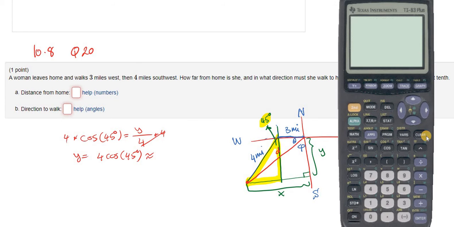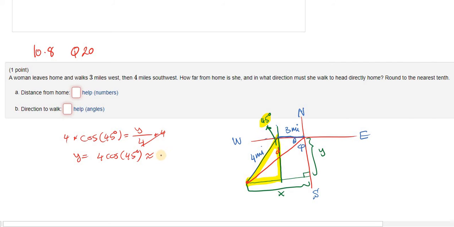It's in degree mode. And then 4 cosine 45 degrees is equal to 2.82 or 83. If I want the exact one, I know this is equal to 4 square root of 2 over 2, which is going to be equal to 2 square root of 2. So y is equal to 2 square root of 2.